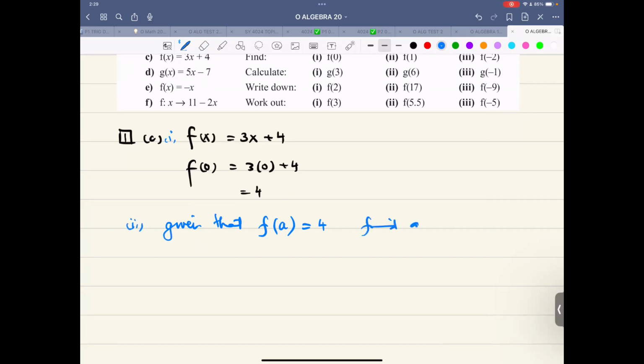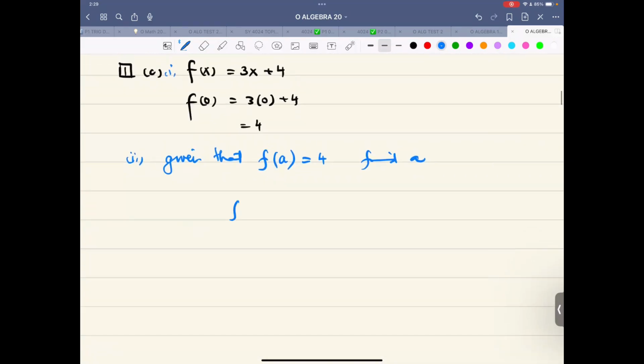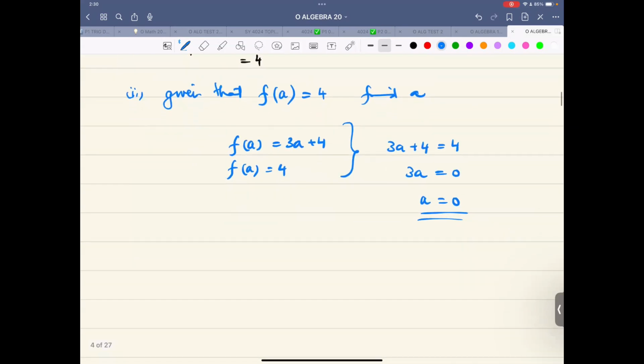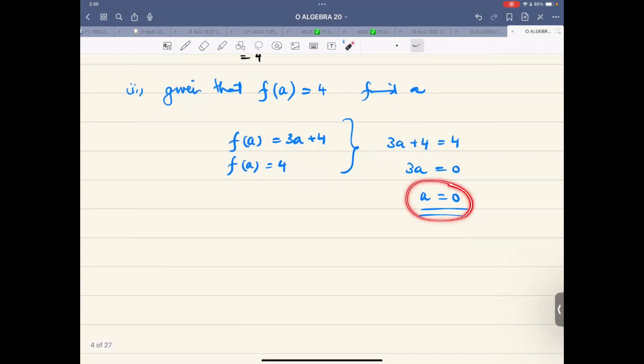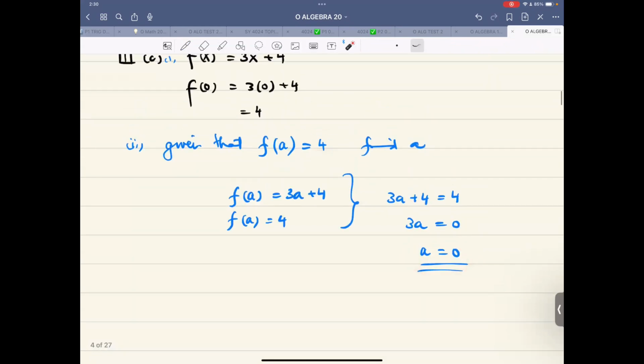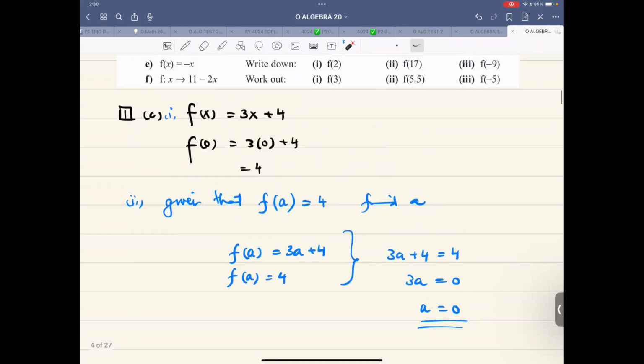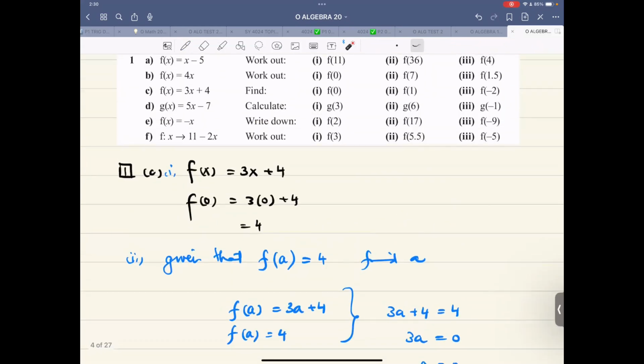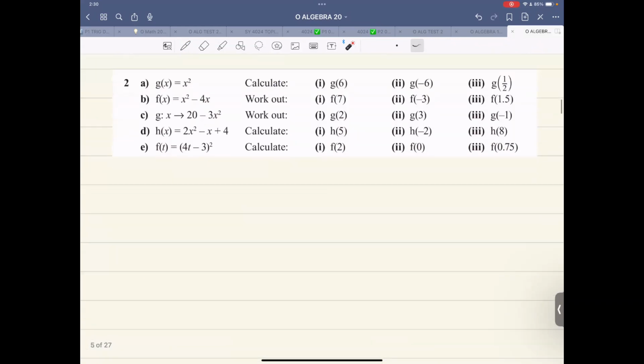Find a. So what will we do? We will write f(a) is 3a plus 4. f(a) equals 4. In other words, 3a plus 4 equals 4, so 3a equals 0. In other words, a is 0. That means if the input is 0, then the output is 4, and that is exactly what we have done over here. Pretty basic.